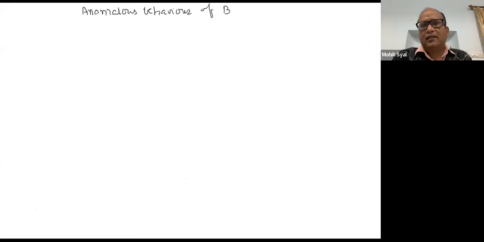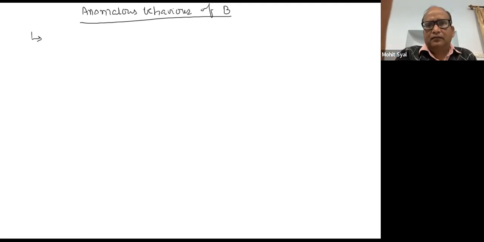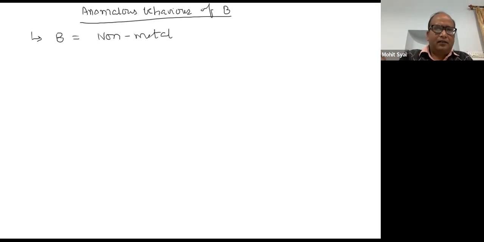Because it's a non-metal. Yeah, and it's small in size. Exactly. Anomalous behavior of boron: it is a non-metal. Rest all are metals. Like aluminium is a metal, and the metallic character increases down the group. Boron has a small size. Very true. So what happens with the small size?